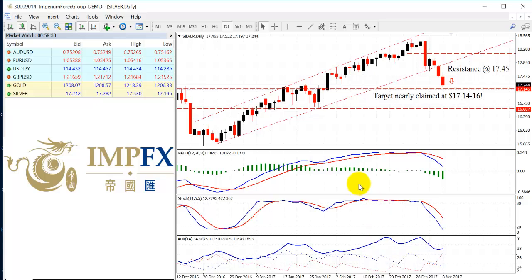And to wrap up with silver, the market nearly claims its target of $17.14/16. With the indicators still remaining negative, we could be looking even lower now, down towards 16.60 as a target and reassess from there. Resistance on the day expected to cap around 17.45.